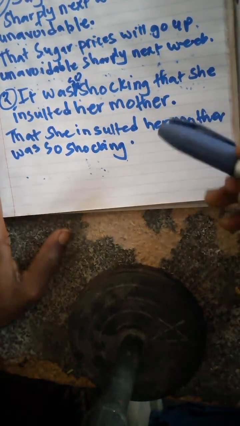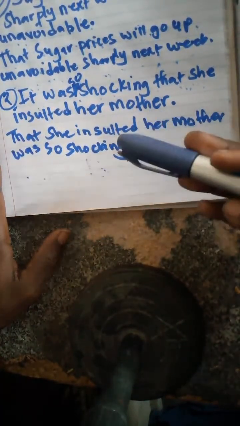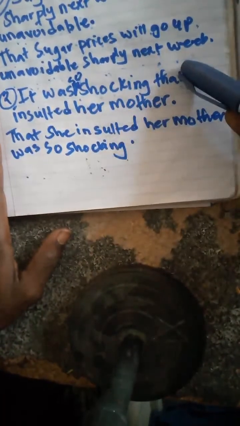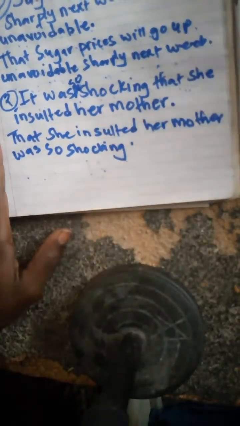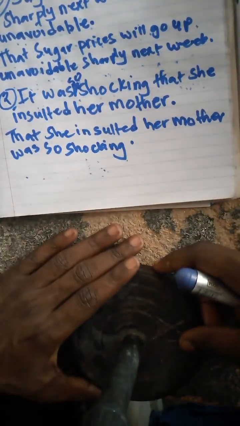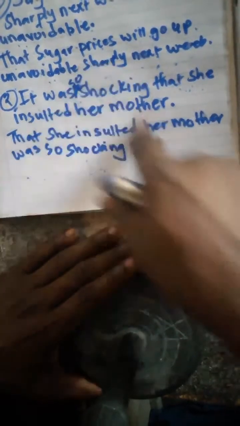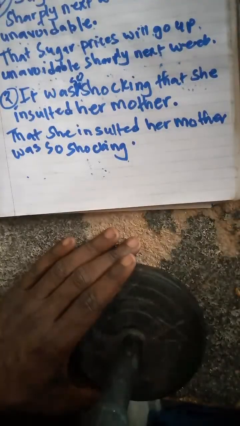So sometimes these questions, the way they come, they'll even give you the helping word inside the same question. If you check, we have that. And also here it says begin that. You just continue from where it is. That she insulted her mother, then you say was so shocking. Don't say it was so shocking. Just say was so shocking. All right. So that's the way it is.